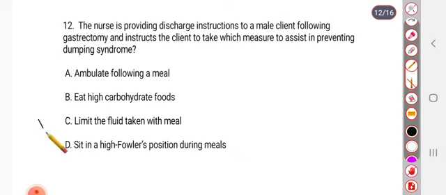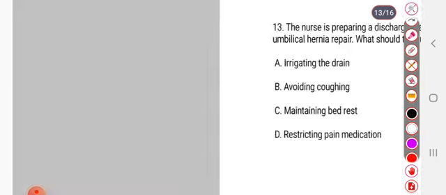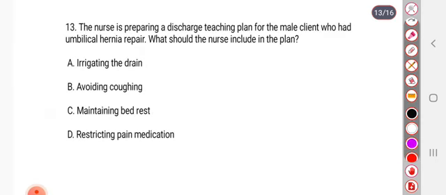Option C is right. Limit the fluid taken with meals. Next, the nurse is preparing a discharge teaching plan for a male client who had umbilical hernia repair. What should the nurse include in the plan?